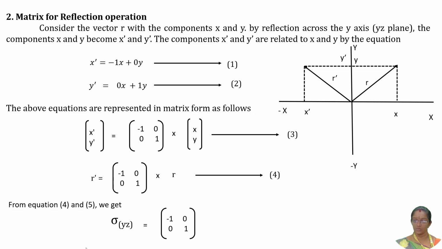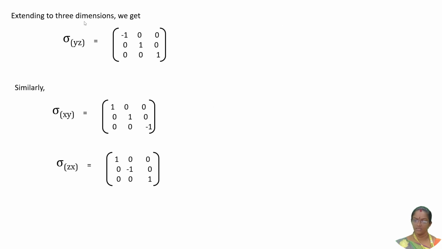If we extend this into 3 dimensions, the matrix can be written as sigma yz is equal to minus 1 0 0, 0 1 0, 0 0 1. Similarly, sigma xy plane is equal to the matrix 1 0 0, 0 1 0, 0 0 minus 1. And for sigma zx plane, the matrix becomes 1 0 0, 0 minus 1 0, 0 0 1.